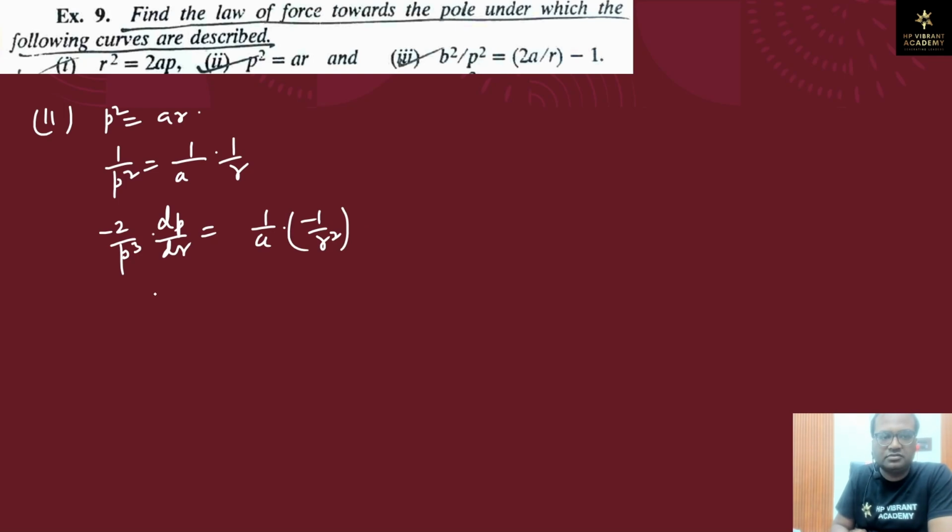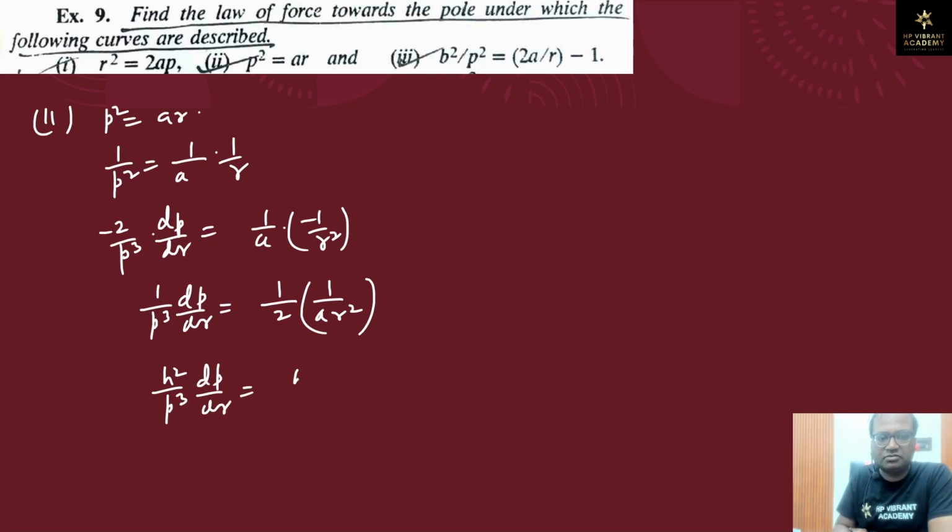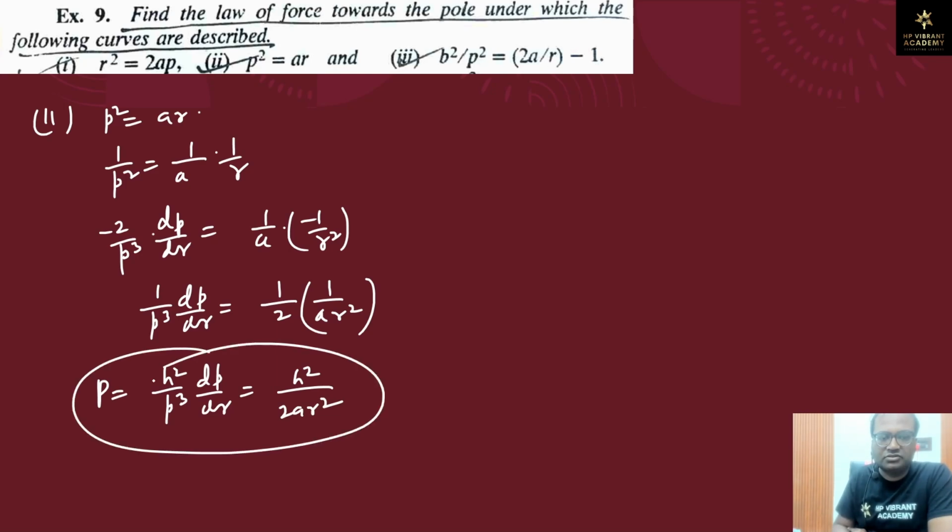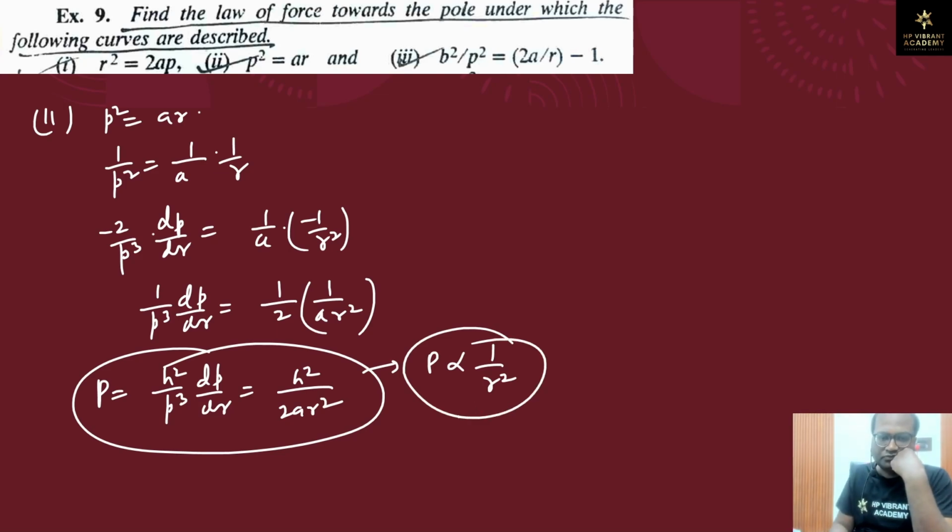1 upon a into minus 1 upon r square. So we have 1 upon p cube dp upon dr is equal to 1 upon 2 into 1 upon a r square. Okay. So let us multiply both sides by h square. H square upon p cube dp upon dr is equal to h square upon 2a r square. This is the central acceleration. So the law of forces: P is inversely proportional to r square, that is square of the distance of the point from pole. Okay, this is law of force.